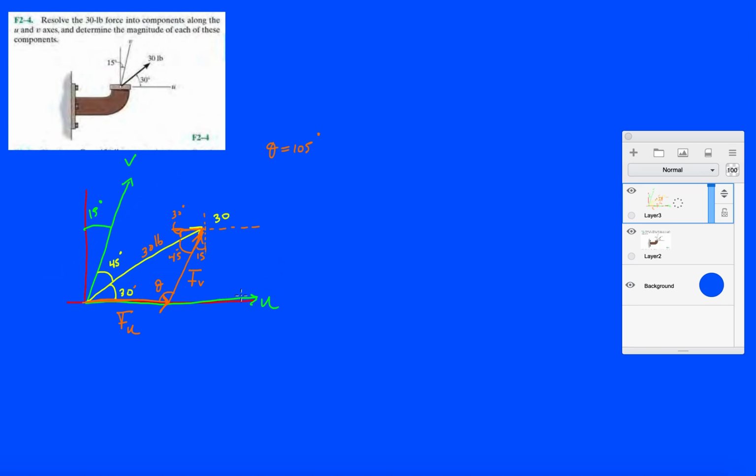Okay? And now you can either do the sine law or the cosine law. Okay, actually, the sine law. Just stick with the sine law because it's easier. So we know the magnitude of some side divided by the sine of the angle opposite to that side, so that's 30 over sine 105, equals the magnitude of one other side that we're looking for, F sub u, divided by the sine of the angle opposite to that one, sine 45. Okay, and this gives us F sub u equal to 30 times sine 45 divided by sine 105. So 21.9, roughly 22 pounds.